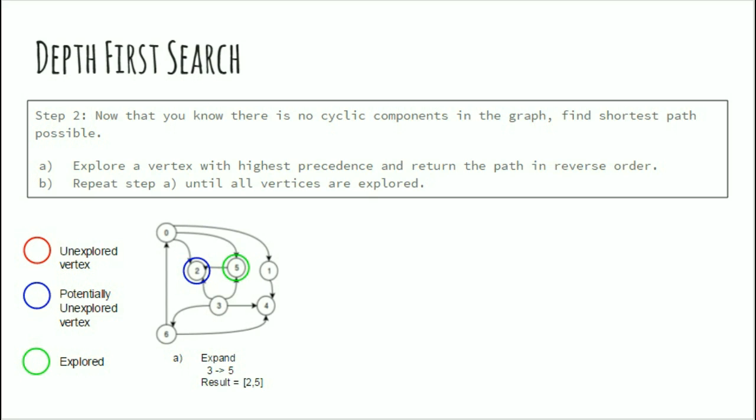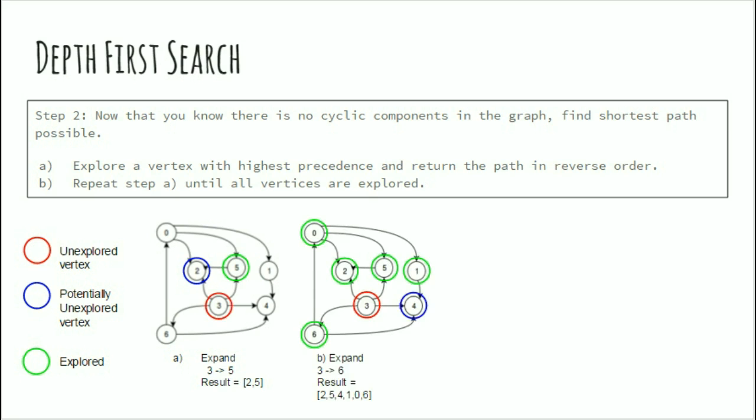We start by expanding a vertex which has the highest number of edges pointing outwards. In our case, it is 3. We expand 3 to 5 to see that the path ends up at 2. So we mark 2 as potentially unexplored vertex, 5 as completely explored vertex, and since 3 still has some unexplored paths, we keep it unexplored. Next, we push the result in reverse order, that is 2 to 5. Now the next vertex connected to 3 with highest number of edges pointing outwards is 6.